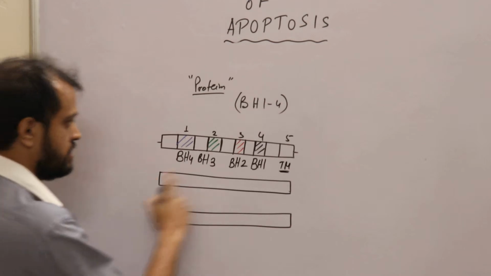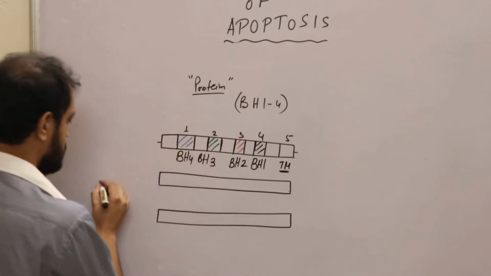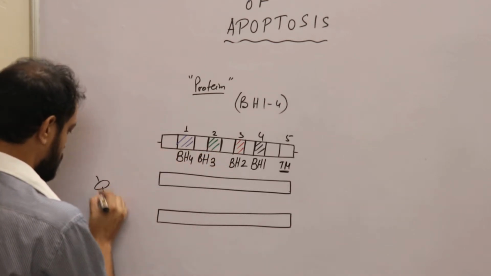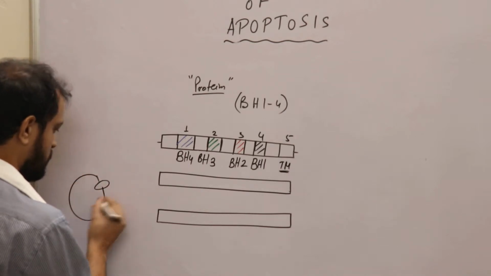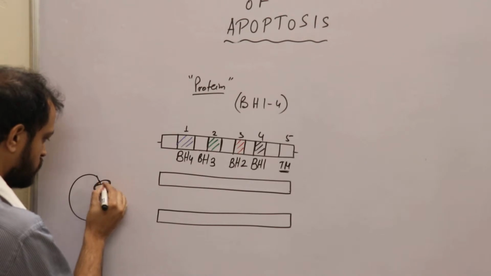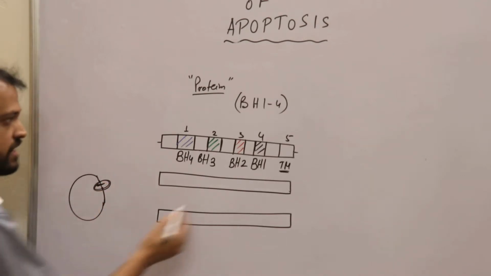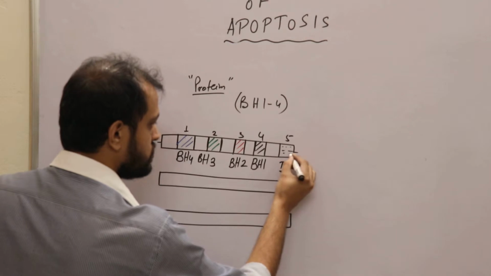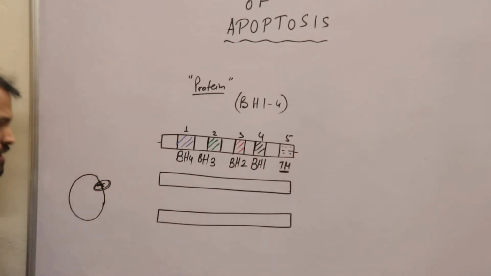That is, these proteins are present on the cell, and suppose this is a mitochondria, suppose this is a plasma membrane, and these proteins are present through and through the membrane. They are transmembrane proteins, and this is actually the portion which is present here. Okay.